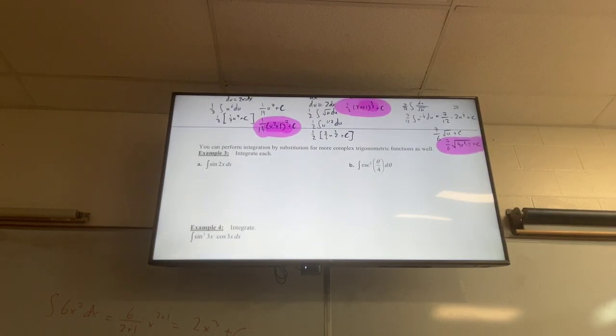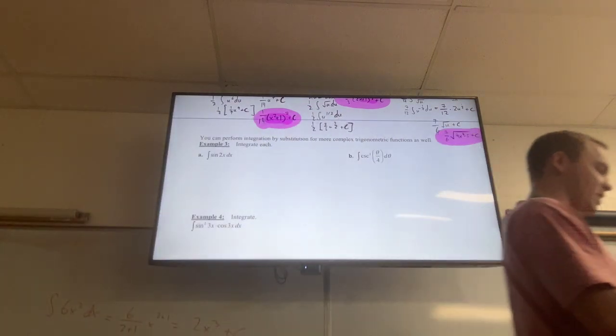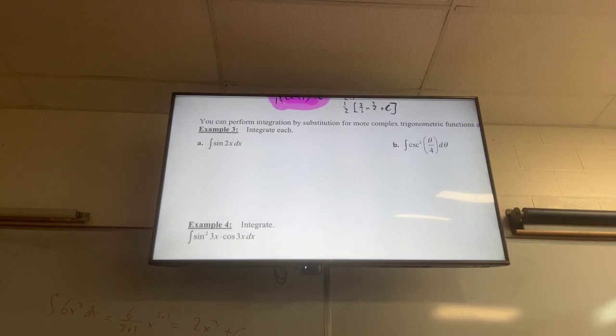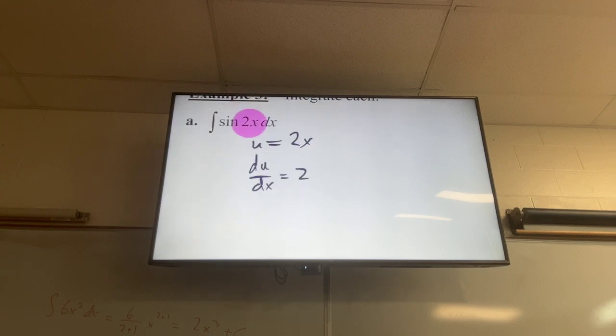You can perform integration by substitution for more complex trigonometric functions as well. These actually aren't too bad. They look scary, but they're not too bad. That first one, what do you think I'm going to set u equal to for that first example? 2x. So I've got that 2x inside of a sine. So u is going to be 2x. du dx is going to be 2, so du is going to equal 2 dx.